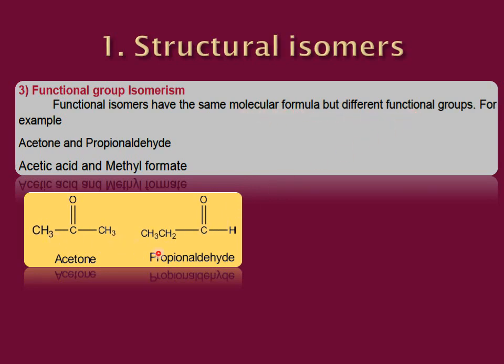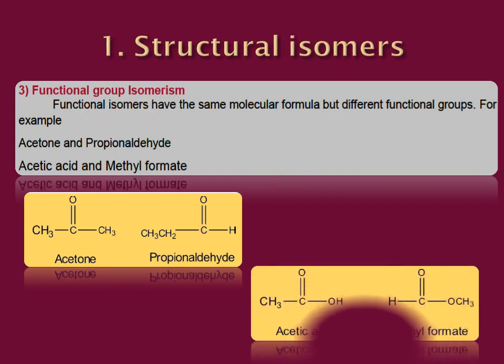The second example is acetic acid and methyl formate. Again, you can see you have the same molecular formula in both of these isomers, but the difference is in the functional group. Acetic acid is a carboxylic acid, C double bond O OH, whereas methyl formate is an ester, C double bond O OR. So you can see you have different functional groups in both of these molecules, but the molecular formula is the same.